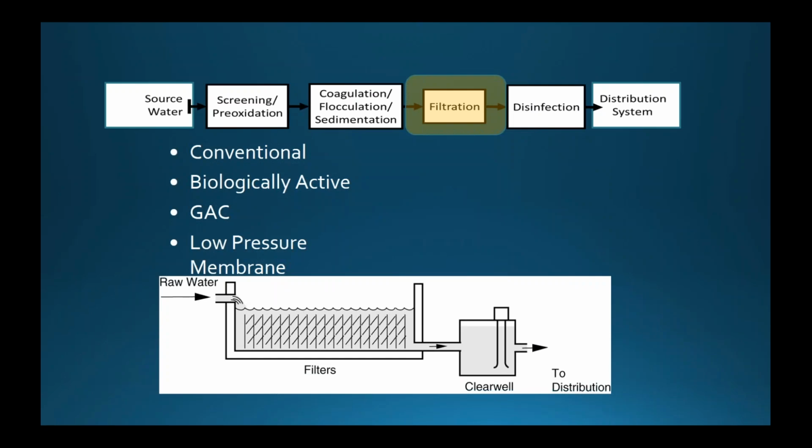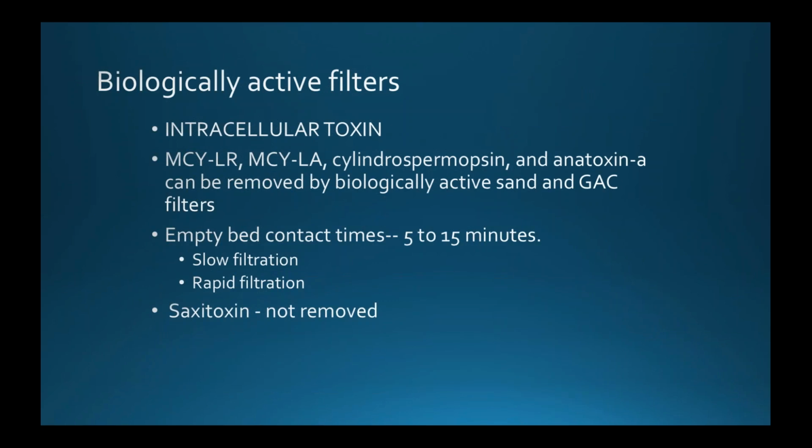So filtration, we're going to talk a little bit about conventional filtration, biological activity, GAC, and low pressure membrane. Actually, I don't think I talked about low pressure membrane because that's a conventional plant. Biological filters, what do we expect to see from them? We expect to see the intracellular toxins stuck to the top, but anything that was extracellular can technically be removed by biological activity, and we do see biologically active filters remove LA, LR, cylindrospermopsin, and anatoxin-a. Oftentimes we do not see it removing saxitoxin. We see the removal in both slow and rapid filtration, and typically the removal can be as much as 15 or 20%.